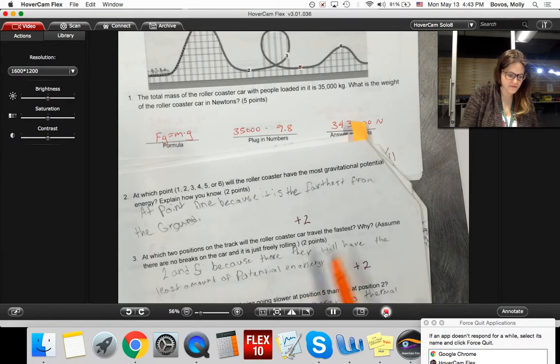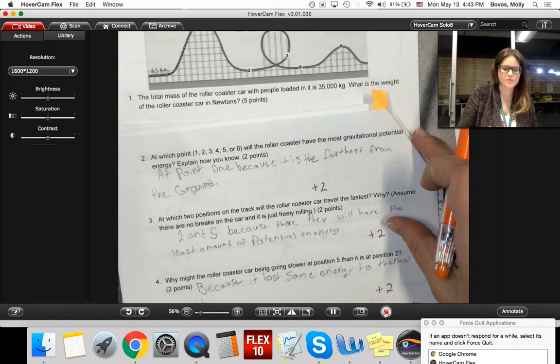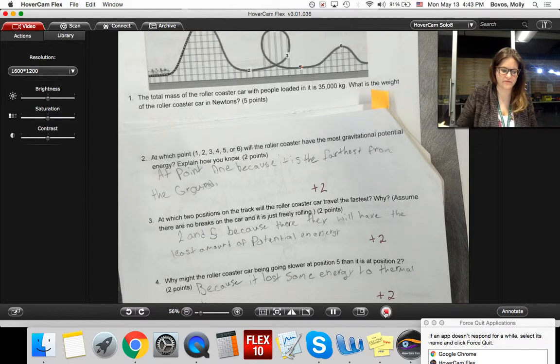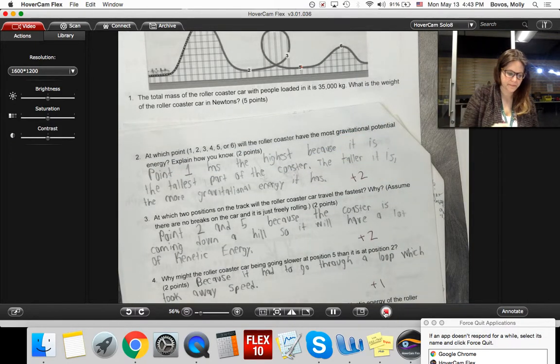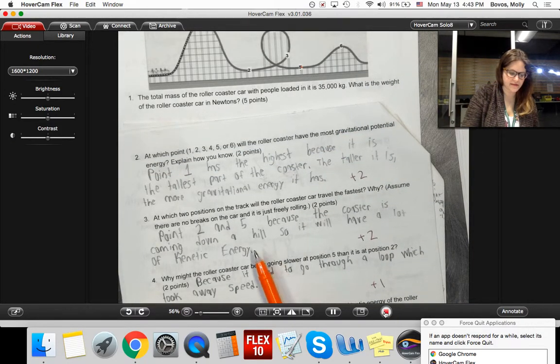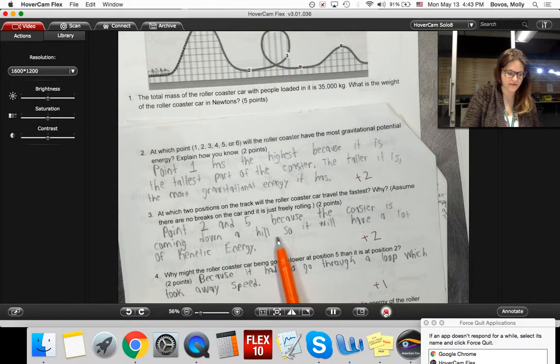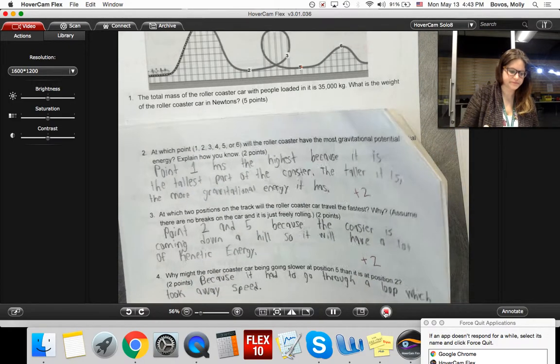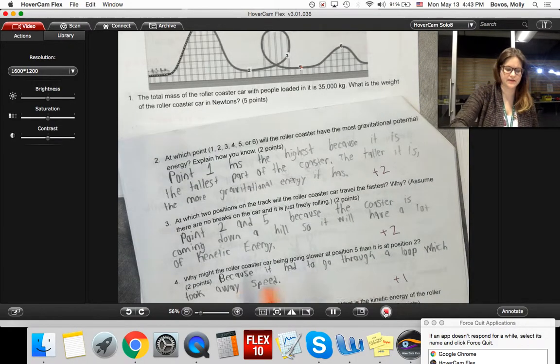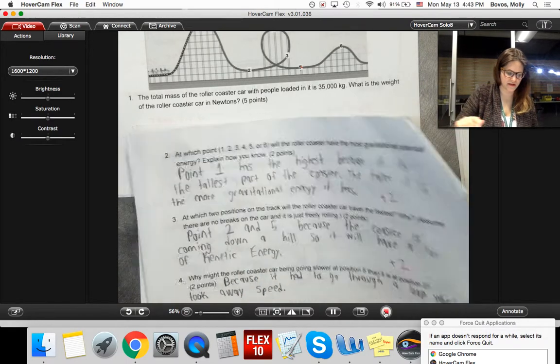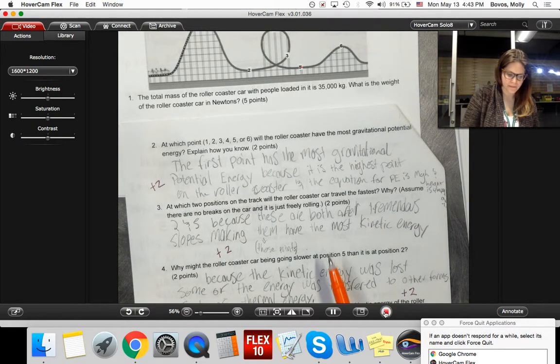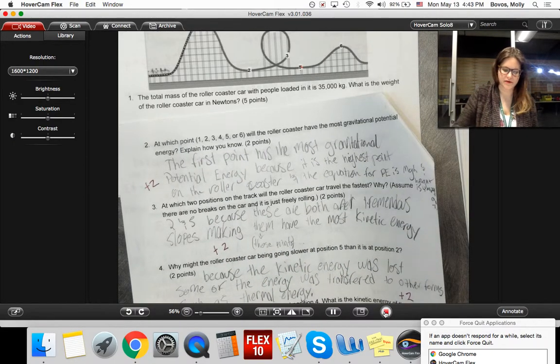Some other answers we had were the potential energy, which doesn't necessarily mean that they have to have the most speed. But I really like this particular answer. The coaster is coming down a hill, so it will have a lot of kinetic energy. That was a really good response. Because they're coming down the hill, that's what's giving them the kinetic energy. Both after tremendous slopes, making them have the most kinetic energy. So that's another good response here.